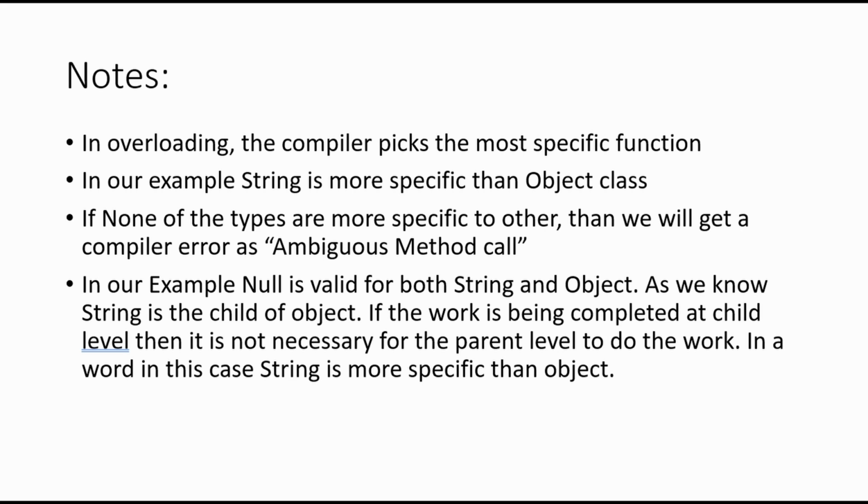In our example, null is valid for both String and Object, right? As we know, String is the child of Object. If the work is being completed at the child level, then it's not necessary for the parent level to do the work. In a word, in this case, String is more specific than Object. What you should remember here is that when you have overloaded methods and a hierarchy, like different levels of them, Object is the main level, the superclass of String, right? And this basically means that String is more specific than Object.